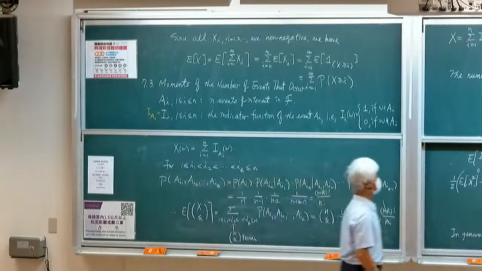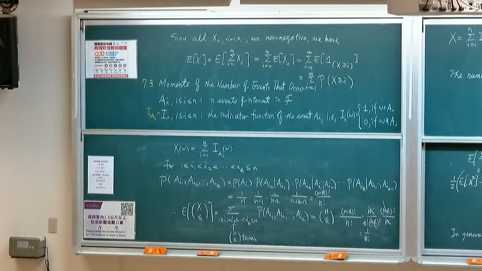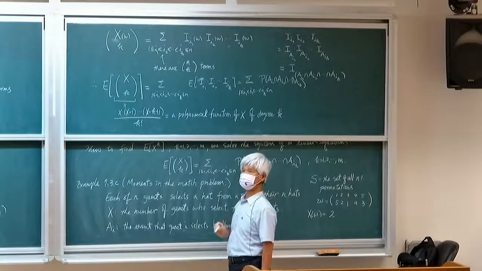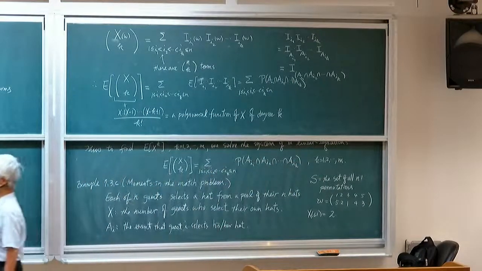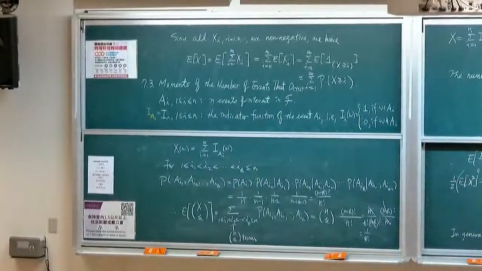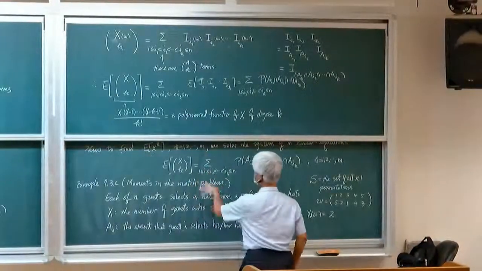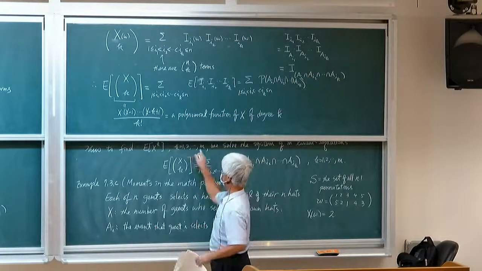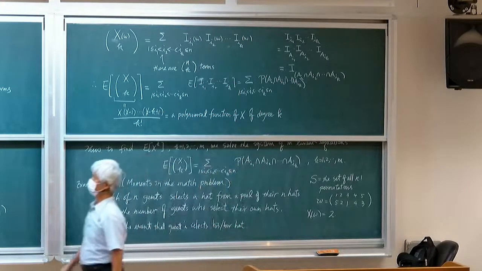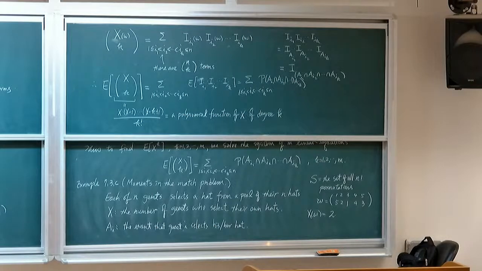So you know the sum. This sum is 1 over k factorial. All right, and then you can compute to solve the system of m linear equations if you want to solve up to the mth moment.